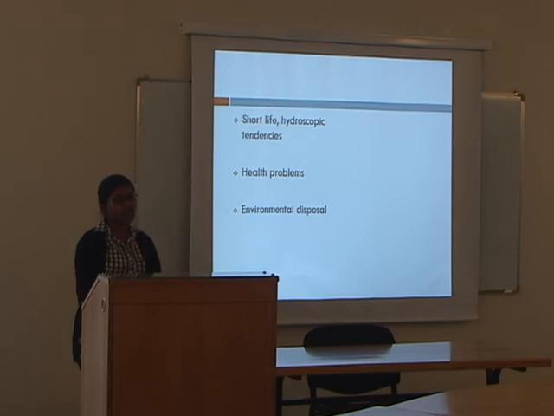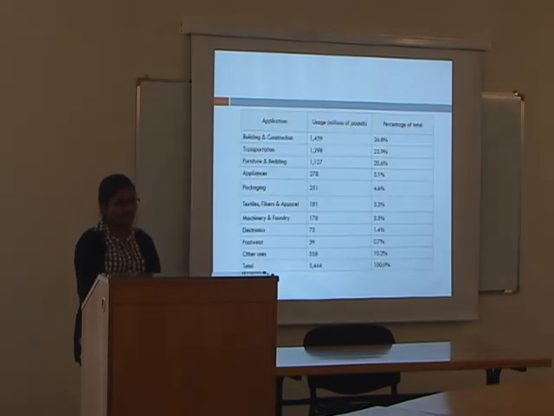There is an environmental disposal problem because these fibers are not easily disposable and they are not biodegradable. They stay in the environment for a very long time, and they are seen on the shores and also where they dump all the waste, and it takes many years for them to degrade. Usually they don't degrade. And these are the applications of polyurethane and polystyrene.